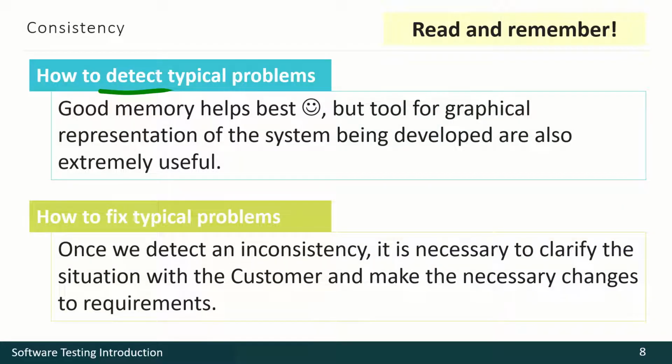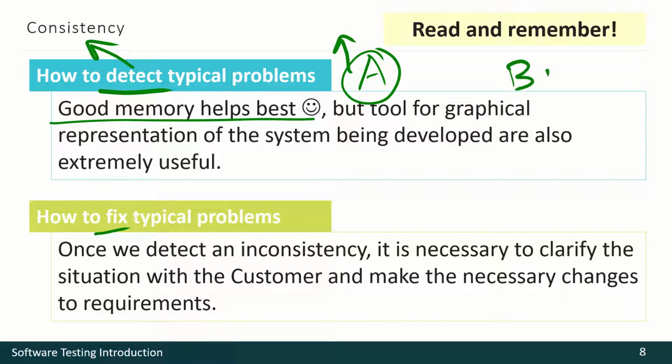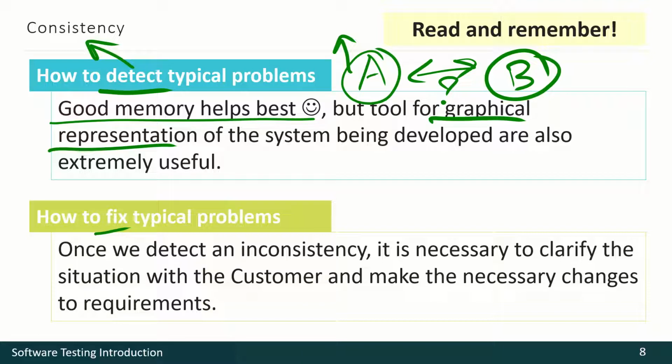How to detect and fix consistency problems? Good memory. As we remember, inconsistency usually happens between several different objects. So we have to memorize that somewhere far above there was some object A, and here we have some object B, and there is something inconsistent between them. Here the graphical representation, some schemas and so on, is really useful.